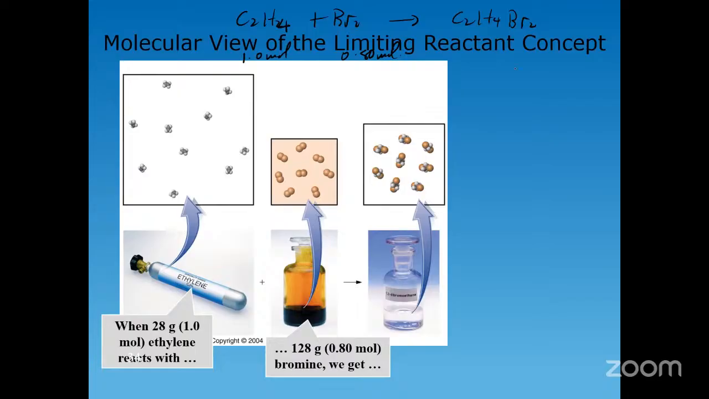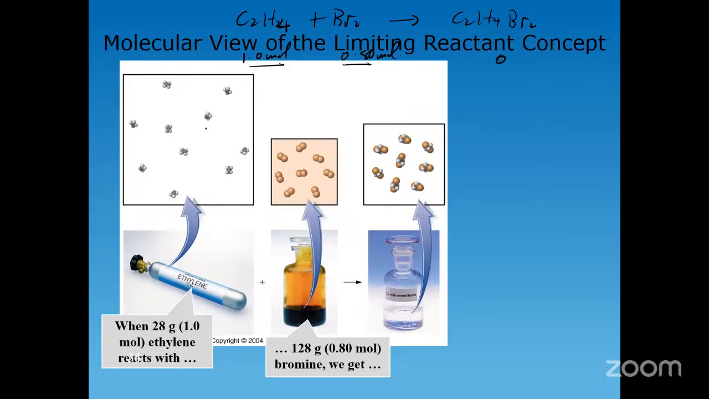And initially, we would have none of that, right? Now, because it's a 1-to-1 mole ratio, we can easily tell which of the 2 reactants would be the limiting reactant. And that would be bromine, right? Because you have 0.8 here and you have 1.0 moles here. And you know it's a 1-to-1 mole ratio between those 2, right?